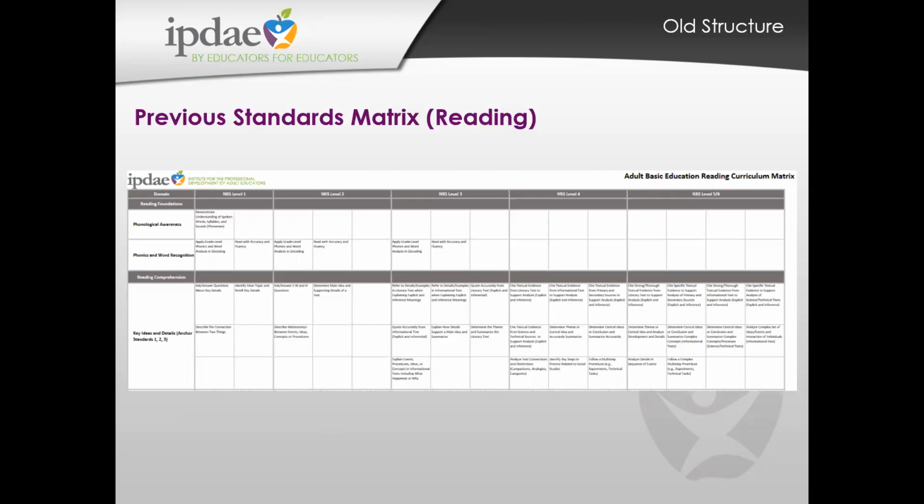As you can see, the column on the left grouped together multiple standards. For example, the key ideas and details encompassed all of reading standards 1, 2, and 3. Each individual cell within the previous matrix wasn't its own standard. It was more like its own discrete skill within one of those three standards in NRS level 1. So it's a little bit of a different look and feel. And that led to the intention to create an activity resource for each one of those discrete skills.